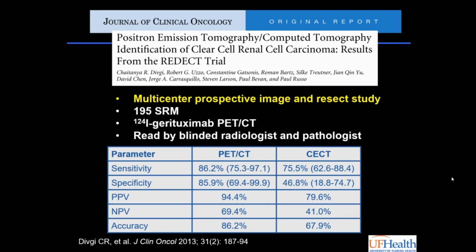These images were read by radiologists and pathologists who were blinded to the study, and they found that if you look at the middle column, using the PET CT combination with girentuximab really improved the performance characteristics of identifying kidney cancers, specifically clear cell kidney cancers, as compared to conventional cross-sectional imaging alone, which is the right-sided panel, where the performance characteristics were not as high. So this was really promising in identifying those that are clear cell.